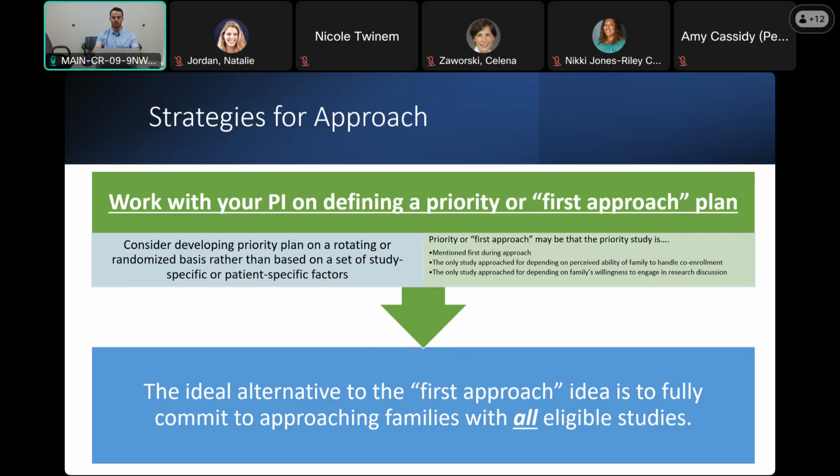With this approach, we try to do it where it's only one approach, where we're not going several times throughout the day or over consecutive days, talking to the family about several different studies that could potentially have been bundled all into one. I'll go a little bit more in depth with that as we progress through some of these slides.